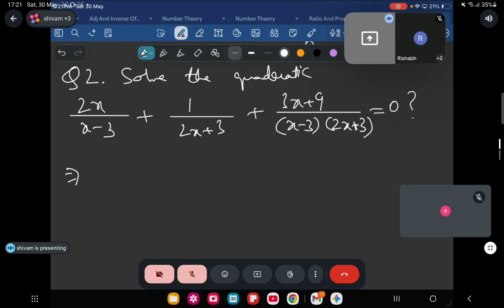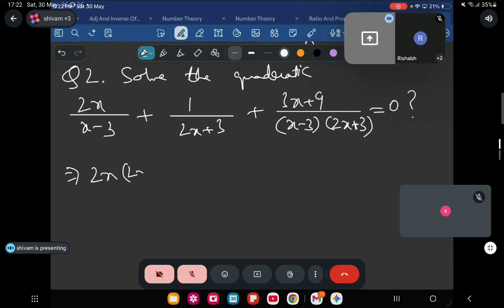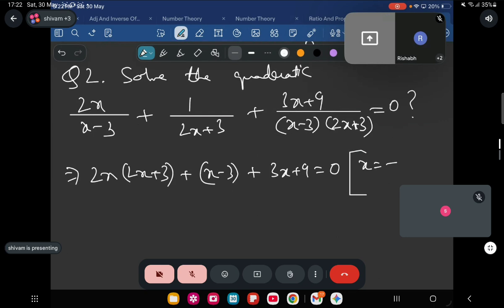Whenever you get this kind of question, directly multiply by the LCM of the denominators. What is the LCM of the denominators? X minus 3 into 2x plus 3. Let's multiply it completely: 2x into 2x plus 3, plus x minus 3 into, plus 3x plus 9, equal to 0. Remember, over here x cannot be equal to 3 or minus 3 by 2. Is it clear?